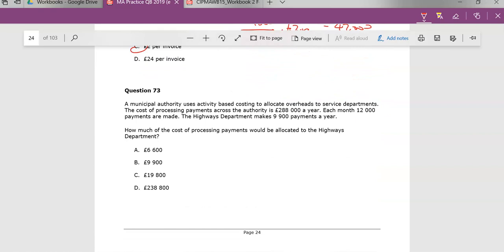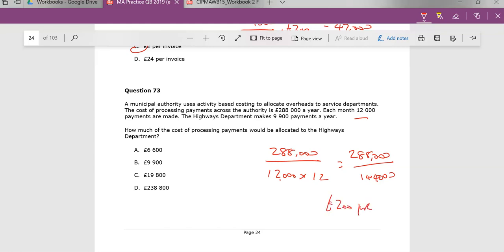73. What are we saying over here? They use ABC to allocate. Total cost is 288 a year. And then it says each month. So if it's each month, that's therefore for the year, the allocation, the cost driver rate must be that divided by that, and this brings me to £2 as well per process, the cost of processing. So that's £2 per process, so to speak.